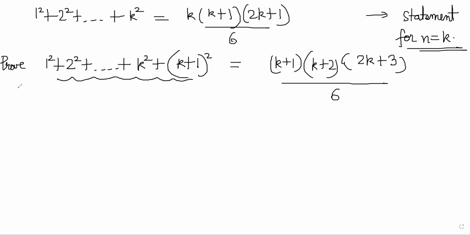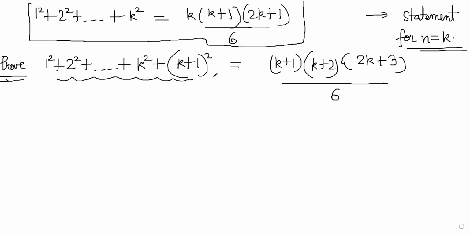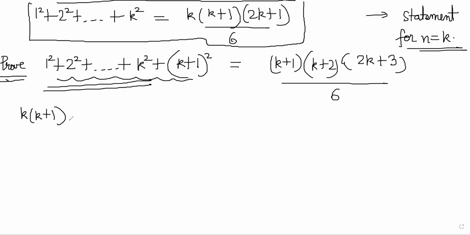This is what I have to prove. And then you just have to subtract and see if it equates to k plus 1 whole square. So exactly. We just have to assume that it is already true for here, right? So let's just put the value till here. We don't know this is the thing, right? So let's just put the value here. K plus 1, 2k plus 1 by 6 plus k plus 1 whole square.